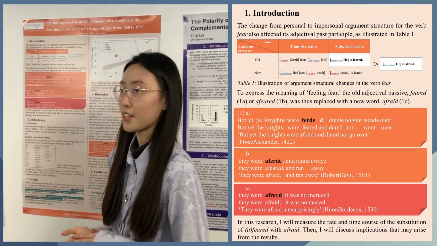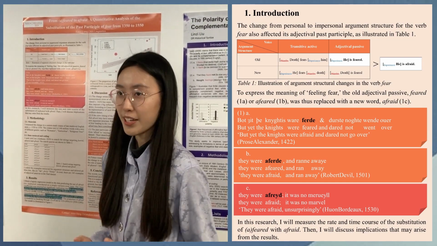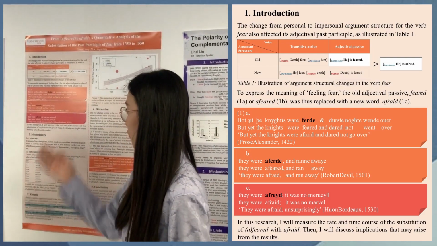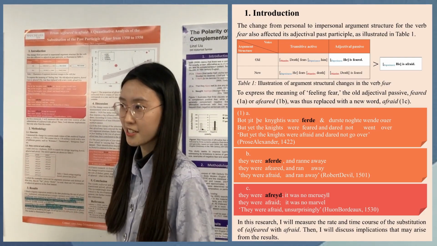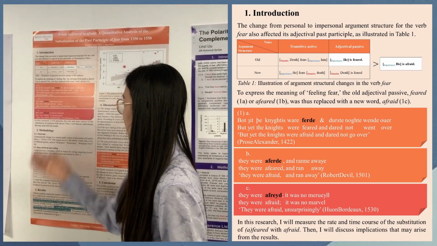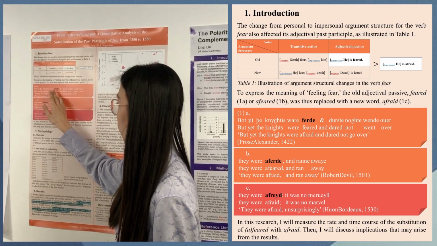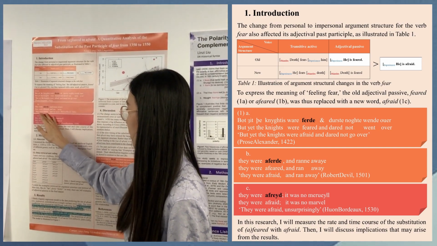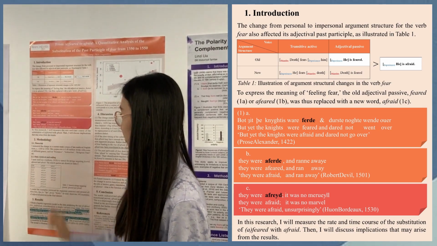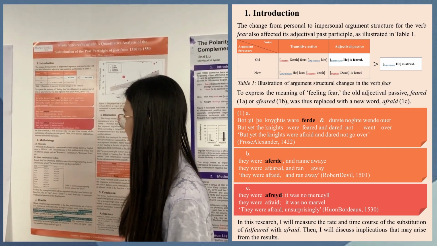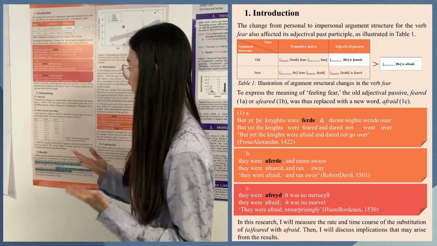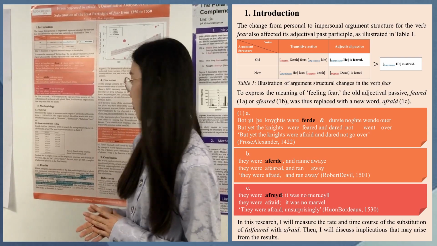As we all know, nowadays we use afraid to express that I feel fear. But in Middle and early Modern English, feared, afeared, and afraid all existed. There are some examples here. "But yet the knights were feared and dared not go over." "They were afeared and ran away." "They were afraid," unsurprisingly. So in this research, I will measure the rate and time course of the substitution of afeared with afraid. And then I will discuss some implications based on the results.